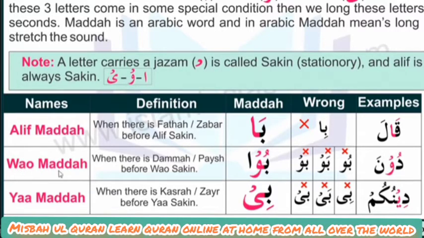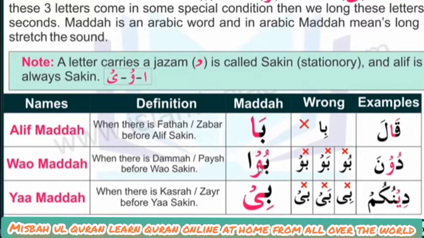So move now to the waw madda. What is waw madda? When there is dhamma, like pesh, before waw sakin. Now you see the example. When there is dhamma here on the ba before waw sakin. So here is waw and it is sakin now, as it has a sukoon or jazm sign. As we read here in the note, a letter that carries a jazm or sukoon sign is called sakin. So right now waw is a sakin.